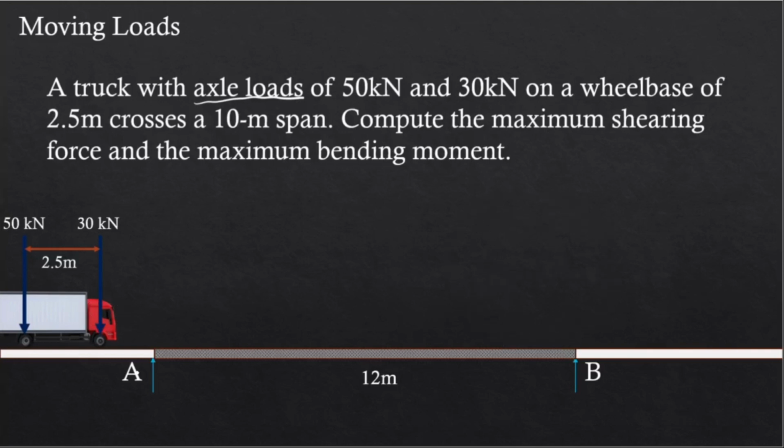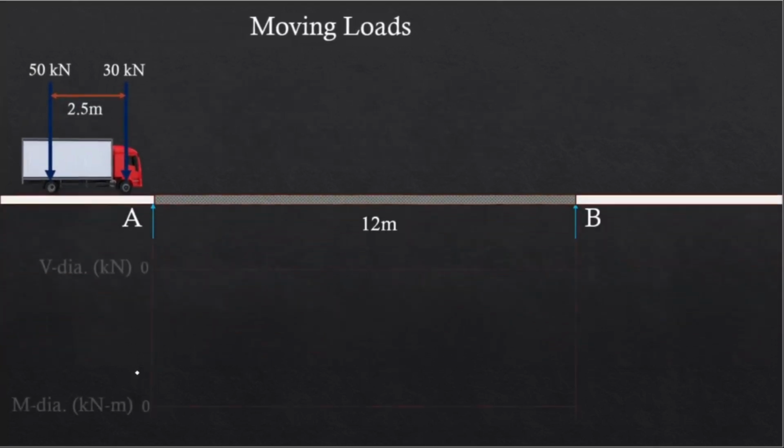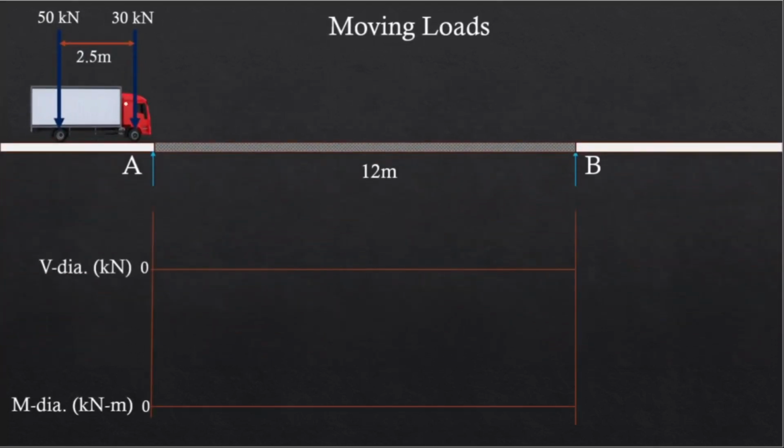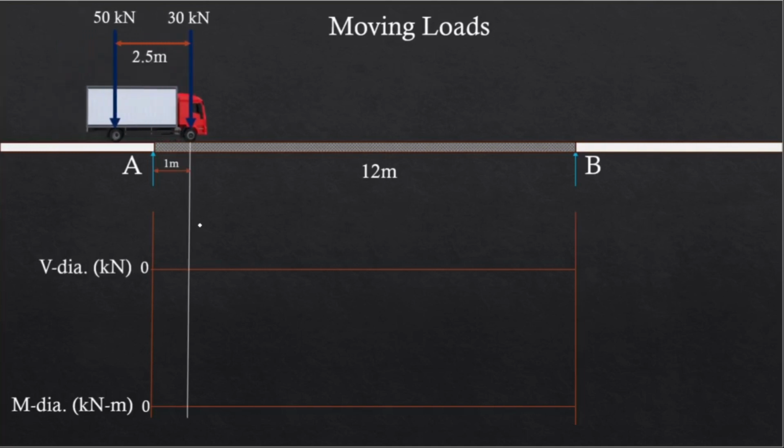And so again, it's important to be able to know the maximum shearing force and the maximum bending moment that will occur on the span, because that will govern our design consideration. Now let's try to draw lines wherein we'll establish the shear diagram and the moment diagram. And then let's just say that the truck right here will move slightly to the right. Now we have this configuration. Let's say that it has moved 1 meter from point A.